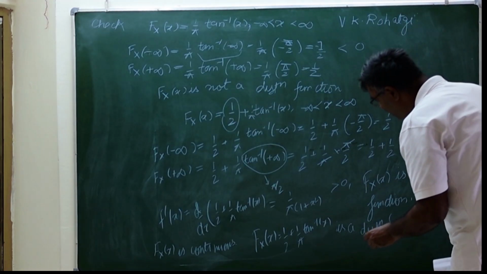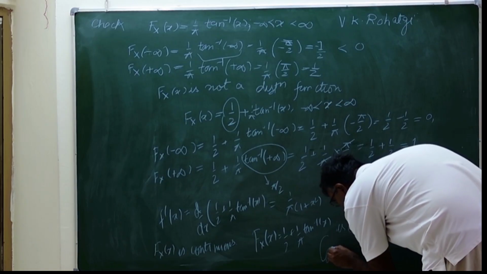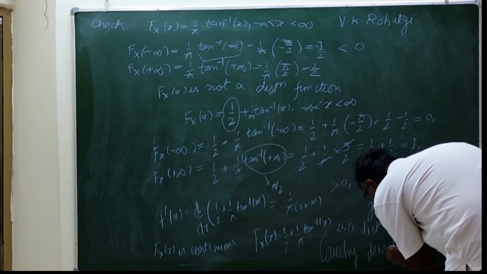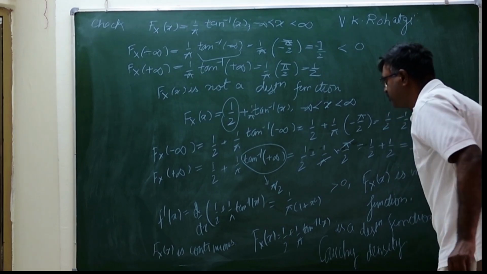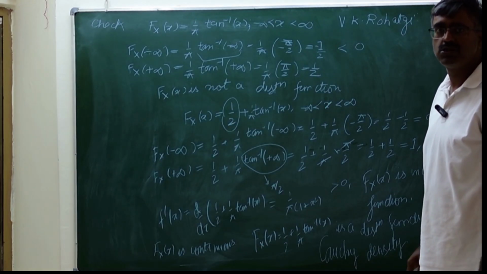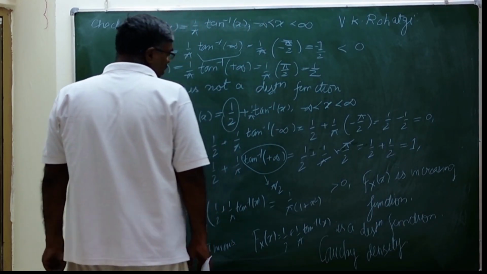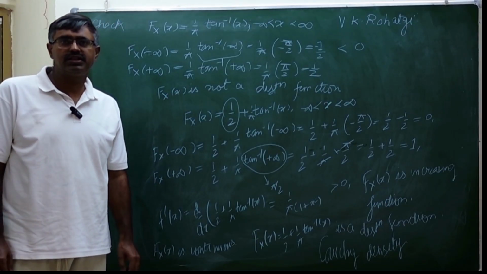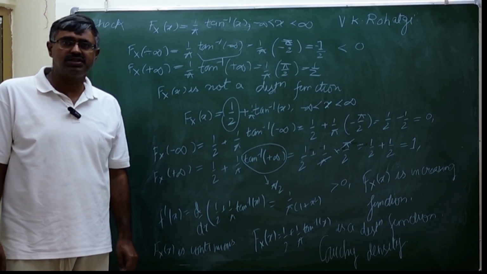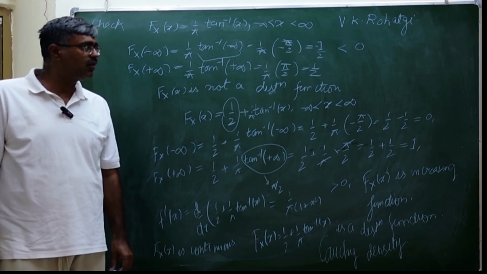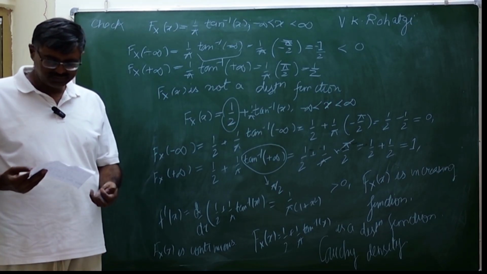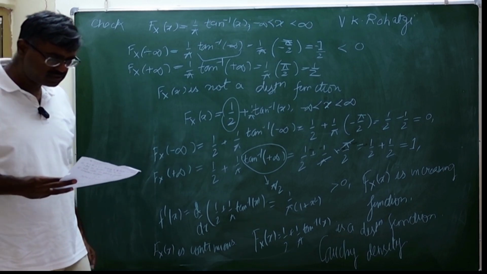In fact, this is the distribution function of the Cauchy density. So today we have discussed the properties of a distribution function by examining whether a given function satisfies all the properties of a distribution function. The answer is yes. Then we conclude that if all the properties are satisfied, the given function is a distribution function. There are two more examples I am going to discuss today.